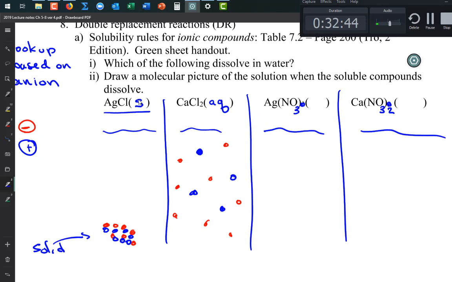Silver nitrate. What do we know about nitrates? What's it listed as? What are nitrates? It's the NO3 minus. Generally soluble or generally insoluble? Or always soluble? Always soluble, because there's no exceptions, right? So nitrates are always soluble. So the nice thing to know is if you see a nitrate, it's always going to dissolve. And chemists use nitrates all the time in labs because they always dissolve. I want that dissolved, I'll get a nitrate, and it'll be great.